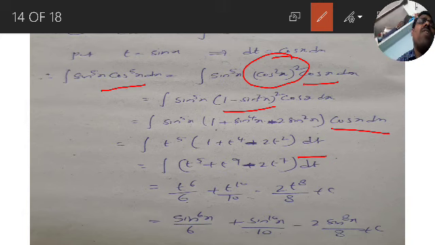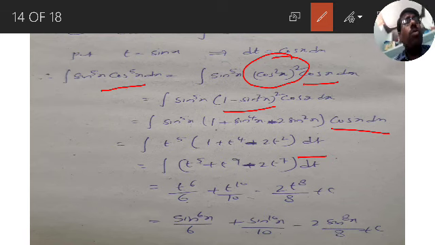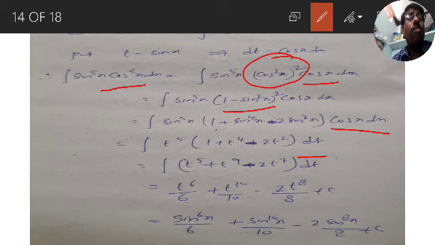t power of 5 into 1 is t power of 5, t power of 5 into t power of 4 is t power of 9, minus 2t square into t power of 5, that is minus 2 into t to the power of 7. Now you have to use the formula. What is the formula, guys? Integration of x to the power of n into dx is x to the power of n plus 1 by n plus 1 plus c. Recall the standard formula we are using in every problem.